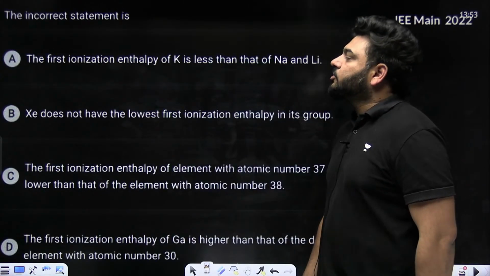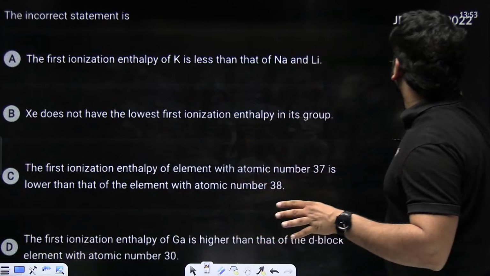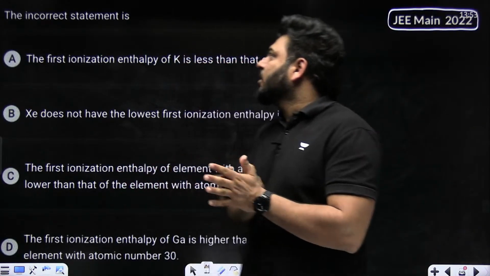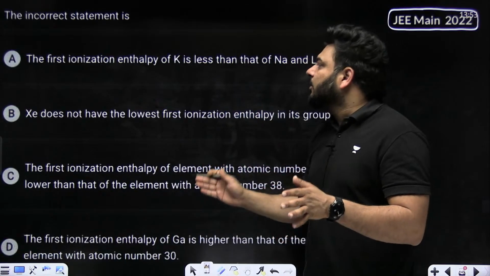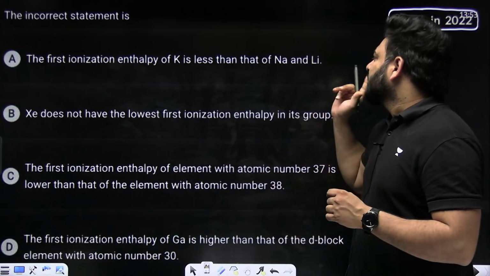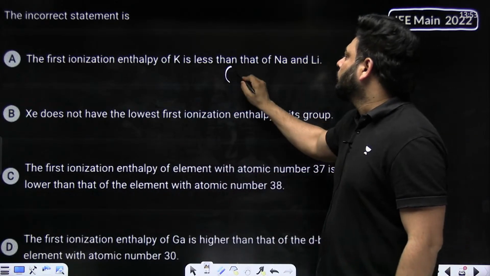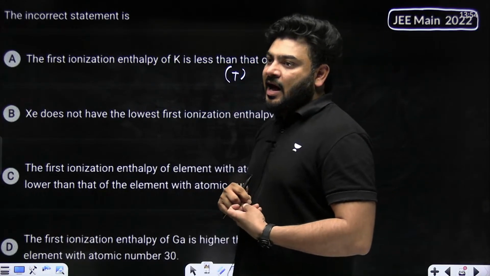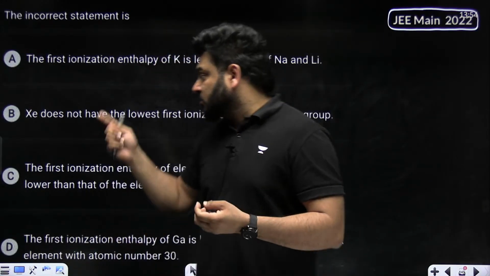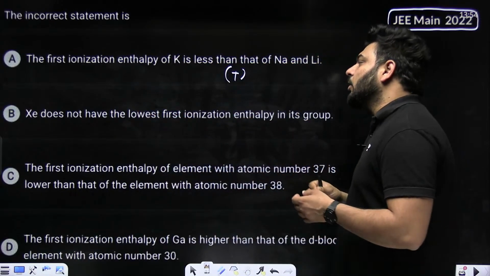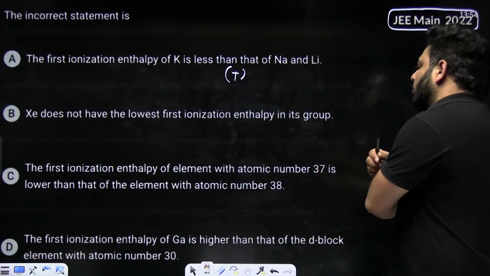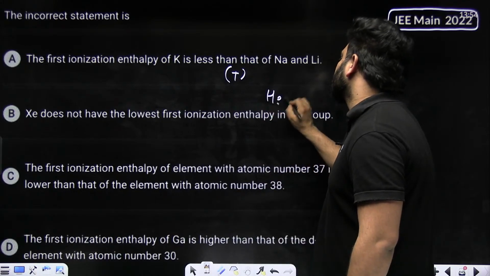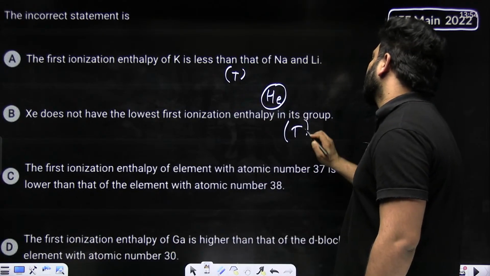We have the next question, everyone. The incorrect statement. This question was asked in JEE Main 2022. The first ionization enthalpy of potassium is less than that of sodium and lithium, which is true, because as we move down the group, the size increases and ionization enthalpy decreases. Second, xenon does not have the lowest first ionization enthalpy in its group, because helium does. So that's why this is a true statement.